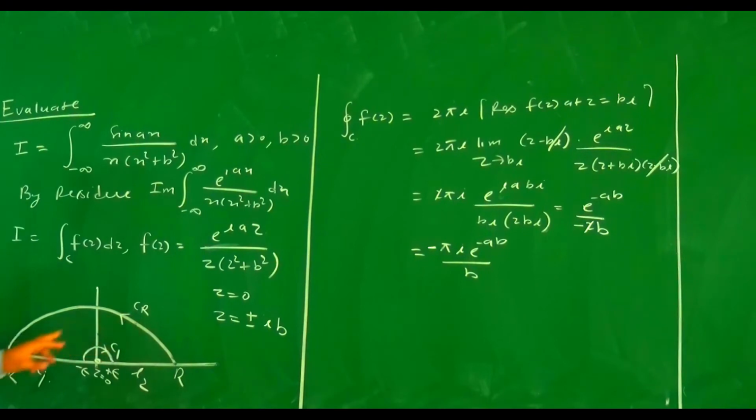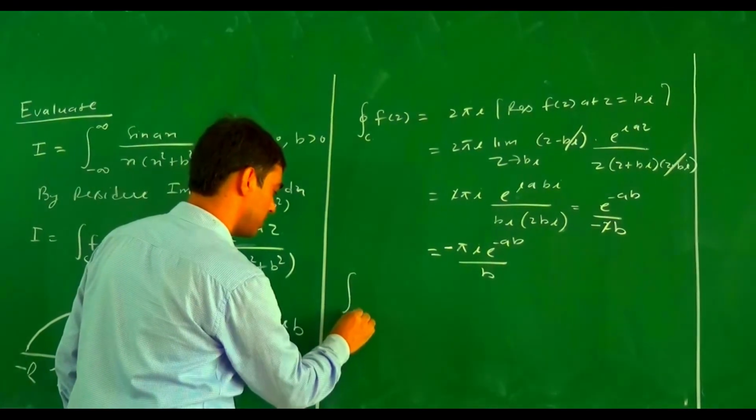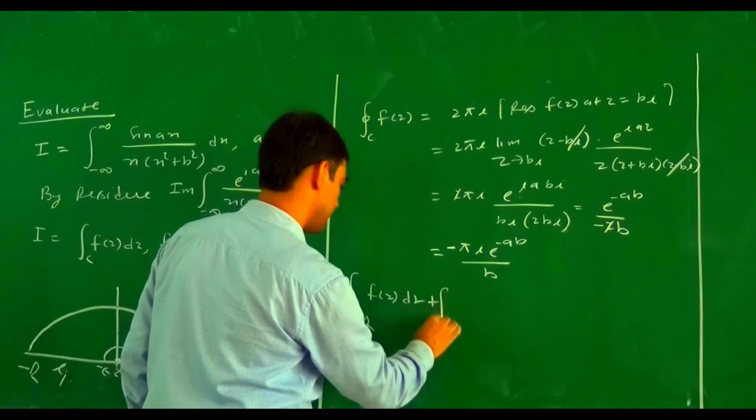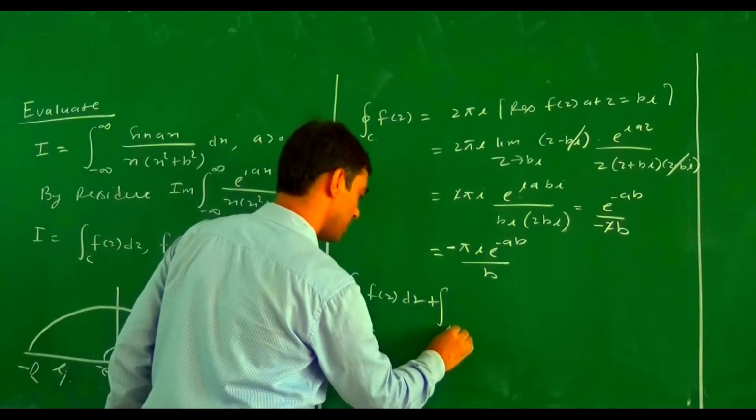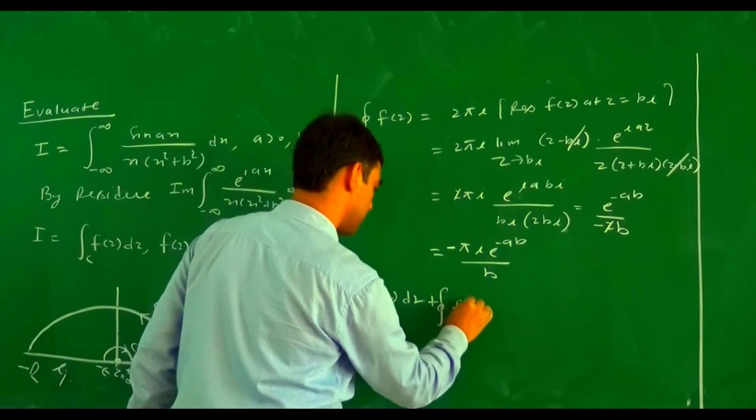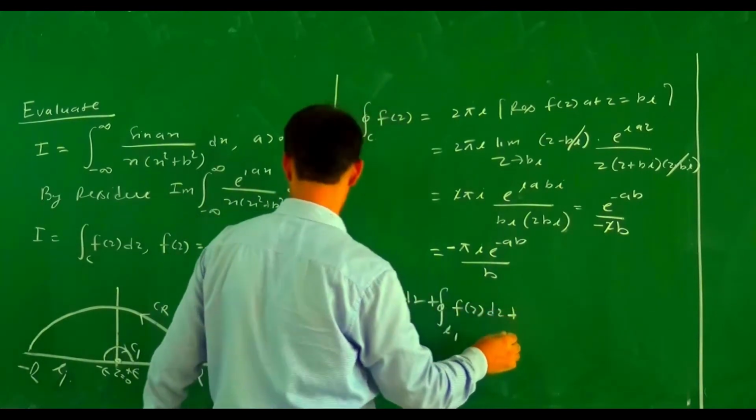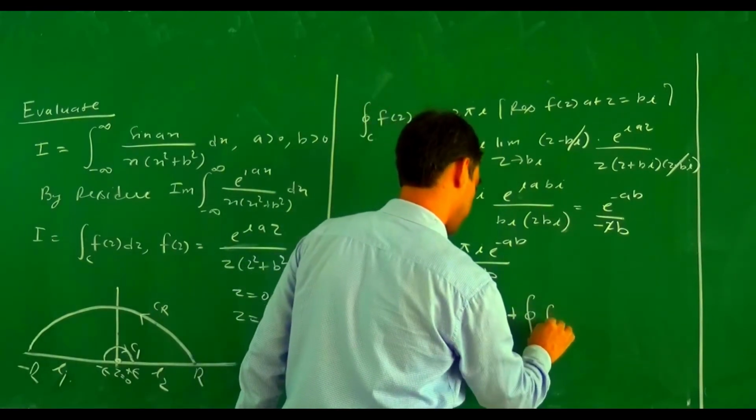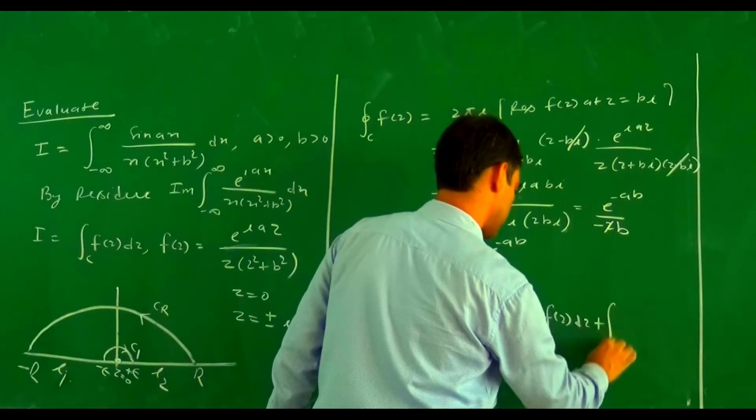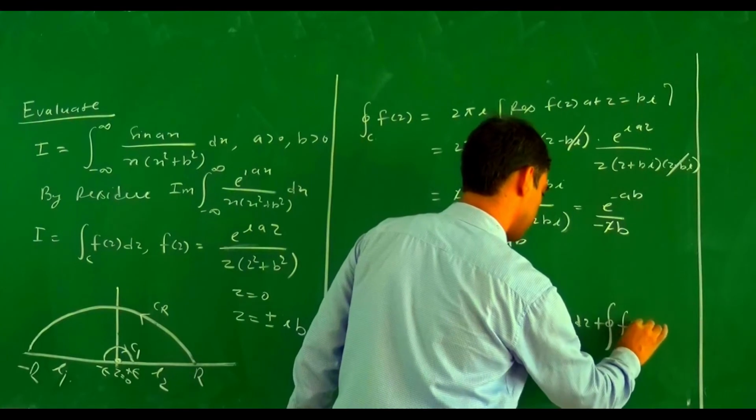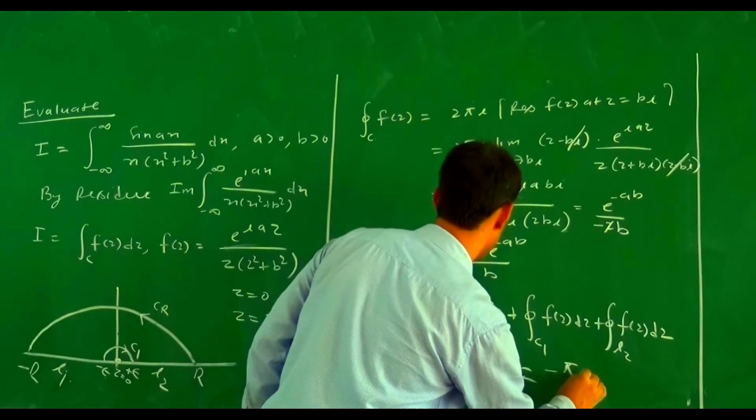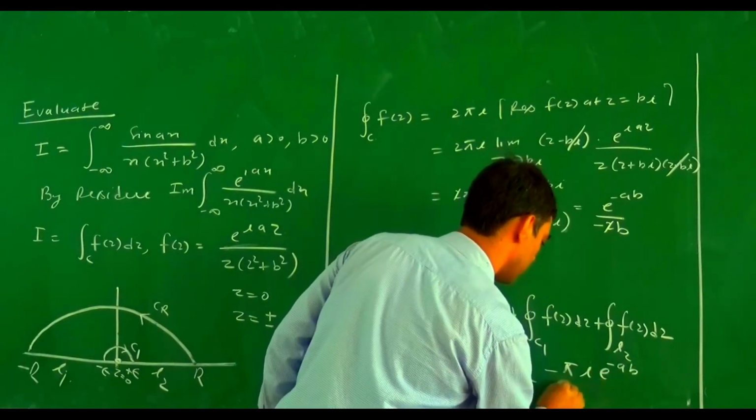C can be traced as CR plus L1 plus C1 plus L2. This can be written as the integral over CR of f(z) dz, plus the integral over L1 of f(z) dz, plus the integral over C1 of f(z) dz, plus the integral over L2 of f(z) dz, which equals this one minus pi i e to the power minus ab divided by b.